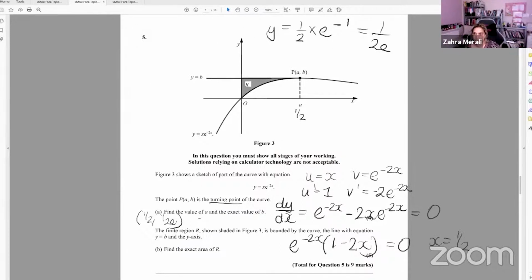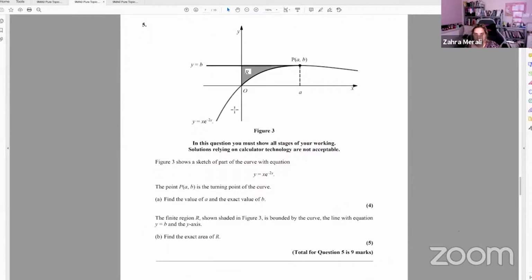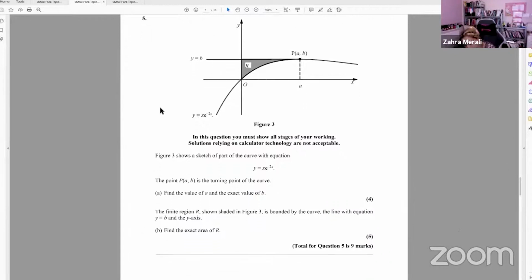Okay, so what I'm going to do is just clear that so I can show you the diagram. So essentially what I can do is find out the area of this whole rectangle, which is in red, and minus from it this bit here. So I'm going to do the rectangle minus the area under the graph. To find the area under the graph, I have to integrate. So I'm going to integrate x e to the minus 2x between my value of a, which was a half, and 0.